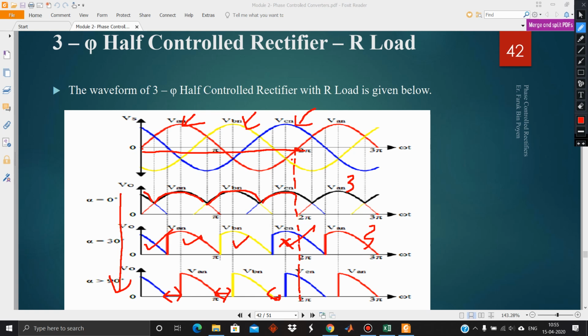Similarly, for alpha greater than 90, this is one pulse, this is one pulse, and the combination of this one and this one is the third pulse. So whatever be the firing angle, for one complete cycle, that means from 0 to 2 pi, you are getting 3 pulses. So it is also called a 3 pulse rectifier, a 3 pulse controlled rectifier.